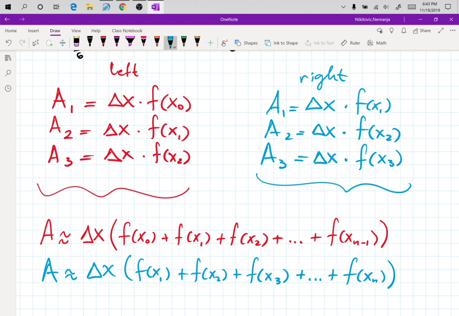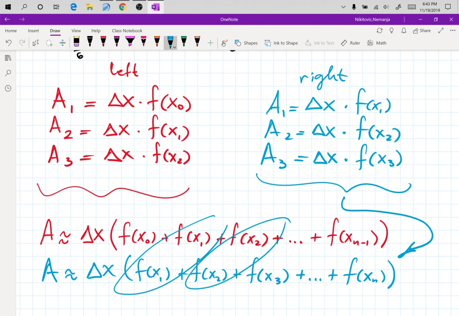When you look at left and right approximation, they're using the same idea, except the left is using A, which is the beginning of the interval, and the right is not using A, using B. Only the endpoints are different, but the middle looks the same, right? They're all the same in the middle.